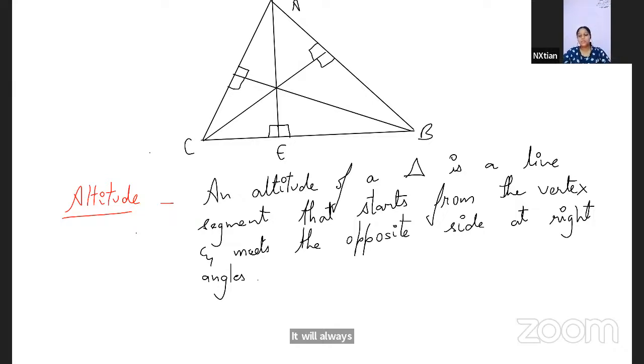The properties of altitude we will see tomorrow. Just like we saw the properties of median, we are also going to do the properties of altitude. Cover that up tomorrow. Please write this down. Done, ma'am.